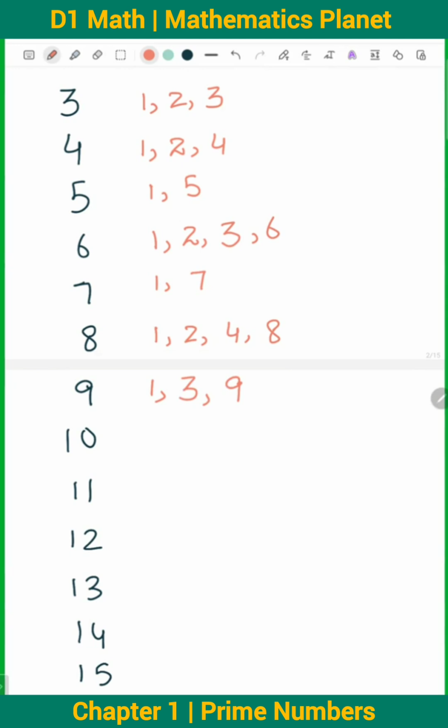Okay, next is Hareem. Yes, Hareem, can you tell me the factors of 10? 1, 2, 5, and 10. Very good, Hareem. Okay, next is Fajr. Can you tell me the factors of 11? Factors of 11 are 1 and 11. Very good, Fajr. 12. Fatima.